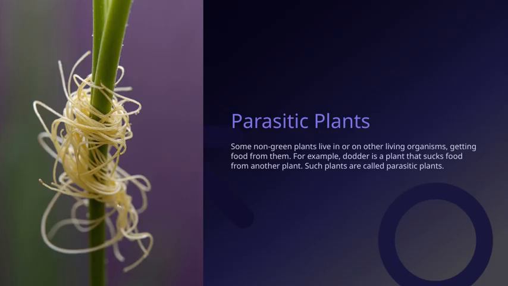A great example of this is the dodder plant. You might have seen it. It's a vine that wraps around other plants and essentially sucks food from them. These plants are called parasitic plants because they depend on their hosts for survival, which makes their relationship quite different from the typical plant that makes its own food through photosynthesis. Understanding parasitic plants helps us see the diverse ways plants adapt to their environments, and it ties into the broader theme of plant relationships and survival strategies we're exploring today.